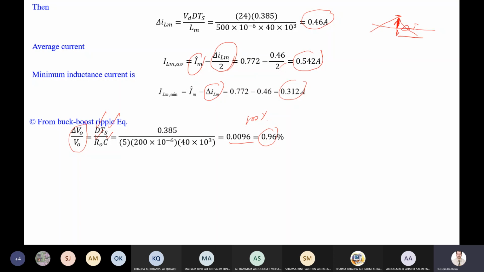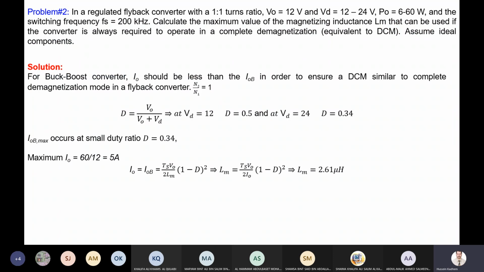Great. Now let's go for the second question, the second problem. He says here, in a regulated flyback converter. Directly when I read flyback, I remember this is a buck-boost converter. Everything applied there is applied here. Just, rather than a normal inductance, we have a high frequency transformer. A little bit of improvement occurred in the formula, especially D.